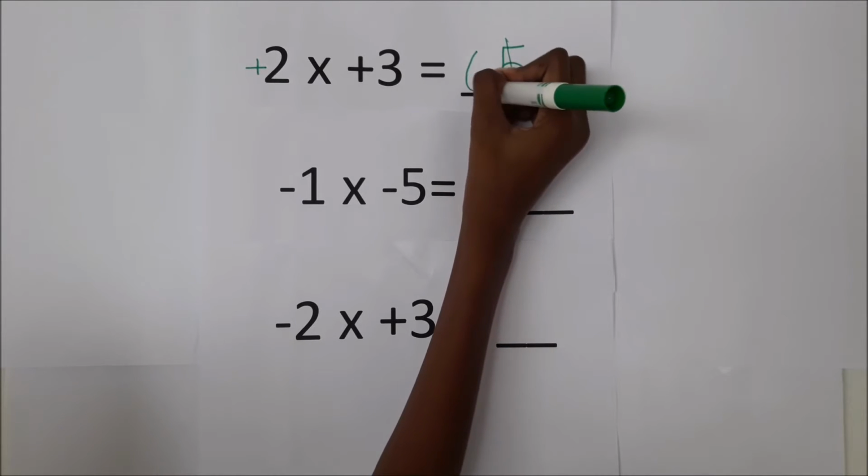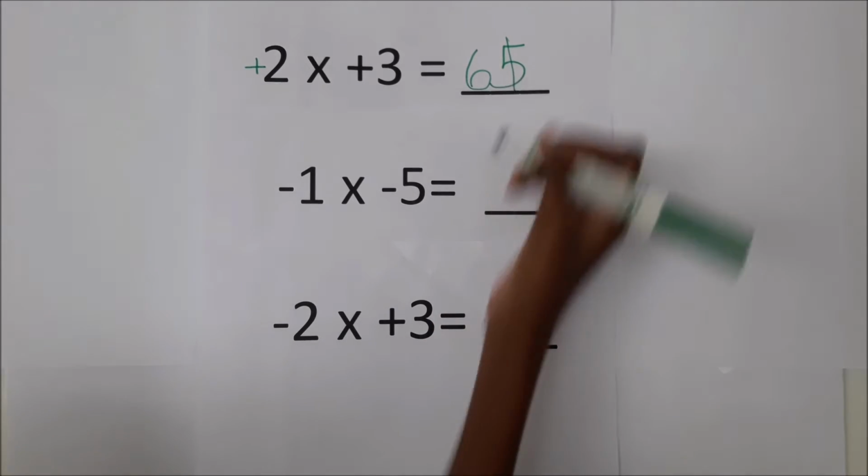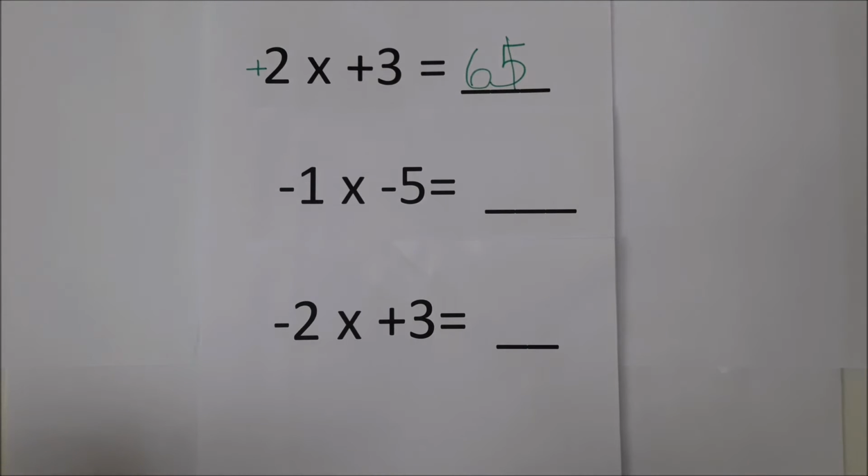Answer? 6. Is it positive 6 or negative 6? Positive 6. So we already said positive times a positive is a positive. So you don't have to put the positive sign in front of the number. You recognize it as positive. Okay, go to the next one. Read it. Remember, it's times. Negative 1 times negative 5. So what are the signs that you're multiplying? Circle the signs.